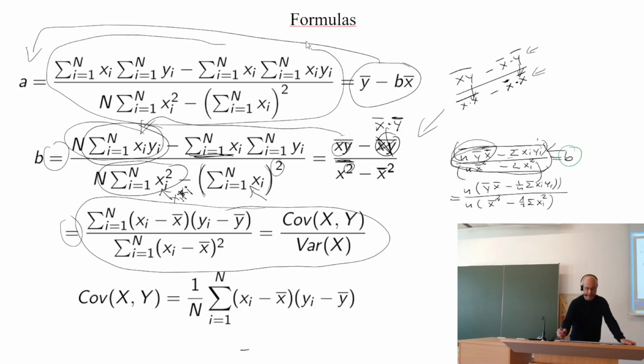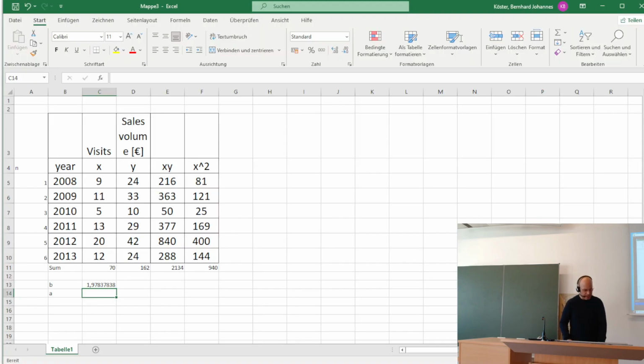And since I know that y bar is also equal to a plus b x bar, I can solve for a, and then I can just directly calculate. This is a little bit faster than using this formula. But anyhow, you can do it as you want.